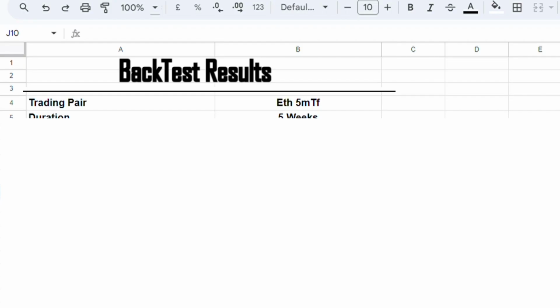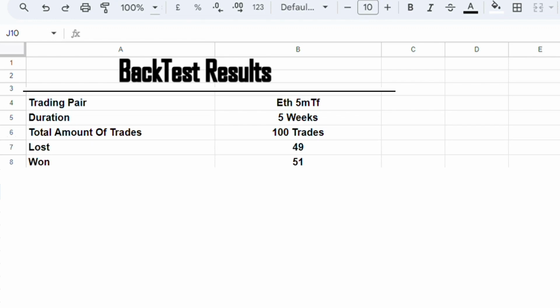Okay, so in 5 weeks, we took 100 trades, 49 lost and 51 won, which means we had a net profit of 53% and a win rate of 51%. Now, this strategy definitely makes a return, but I think you're going to struggle calculating the ATR, stop loss and take profit when you're actually trading in a live market. I don't see how this is going to be that sufficient. So in that regard, I don't think this strategy is that good.